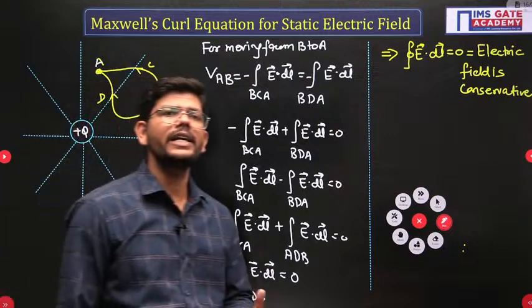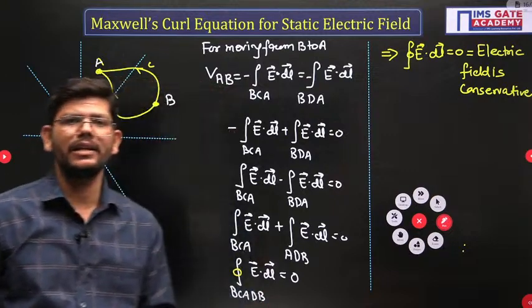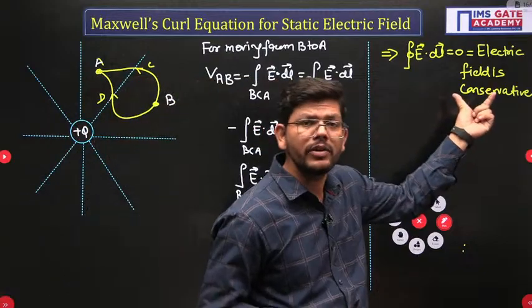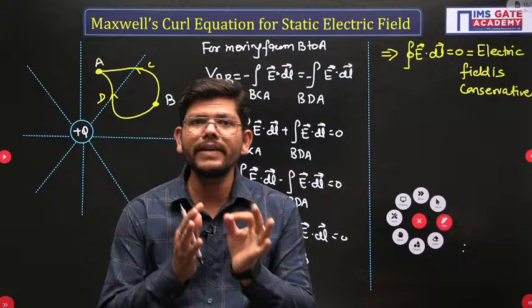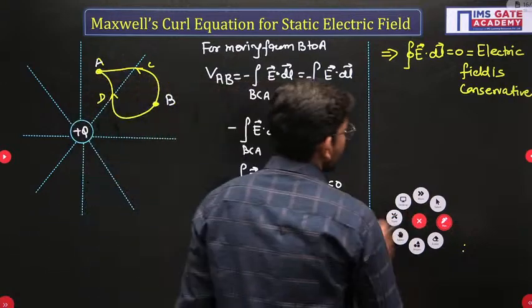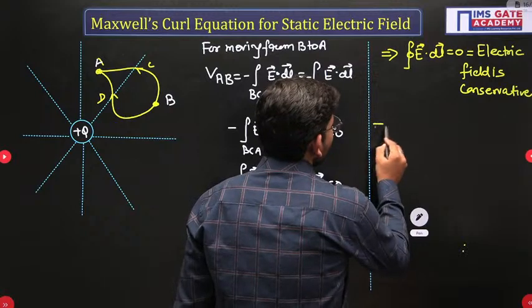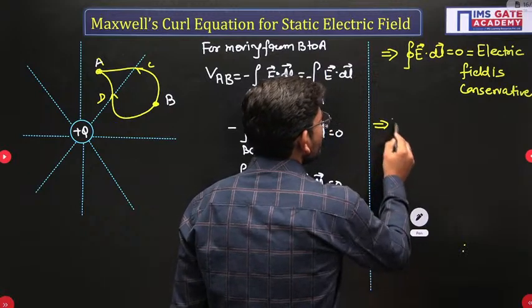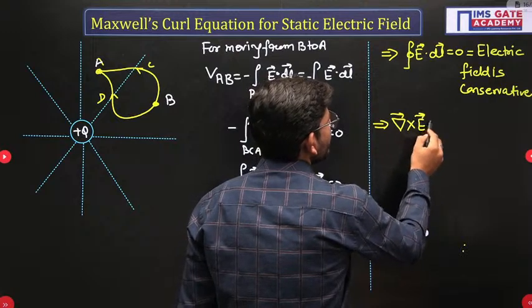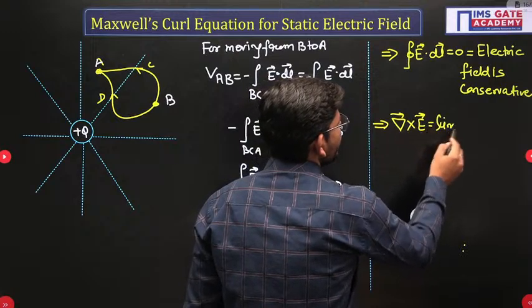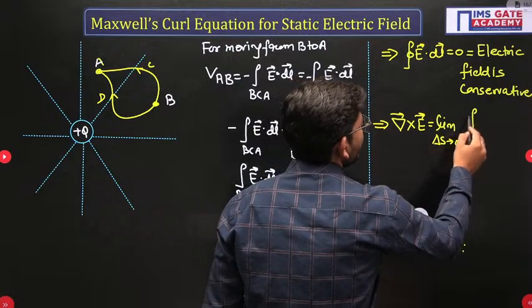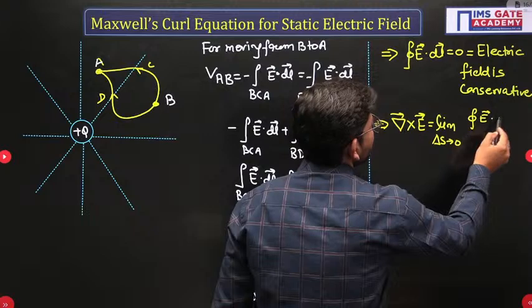Electric field is conservative. Whenever you are calculating a line integral around a closed path and it is giving you 0, that means that particular vector field is conservative in nature, isn't it? This is what we have just seen here. Now after that, let me ask you one thing. If you are calculating the curl of any quantity, we have discussed that as well, it is evaluated by something like this.